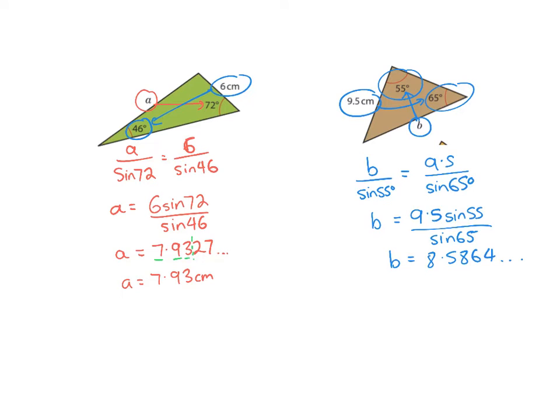So to 3 significant figures, that's going to be 1, 2, 3. It's a 6 after the 8, so that's going to round it up. So B is 8.59 centimeters to 3 significant figures. Those two questions people didn't tend to have a problem with. Okay, so it's these two questions that people found a little bit more difficult. So if we try to set these up, first of all, we're looking for C in this question, and you can see the angle opposite is 110 degrees.